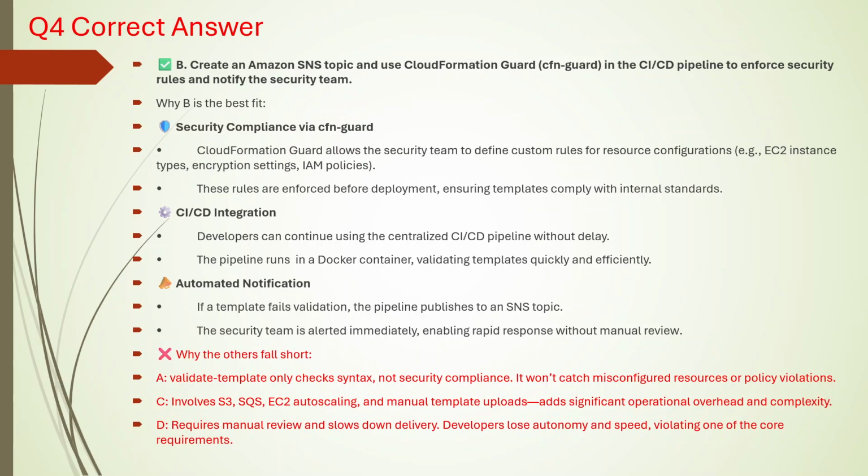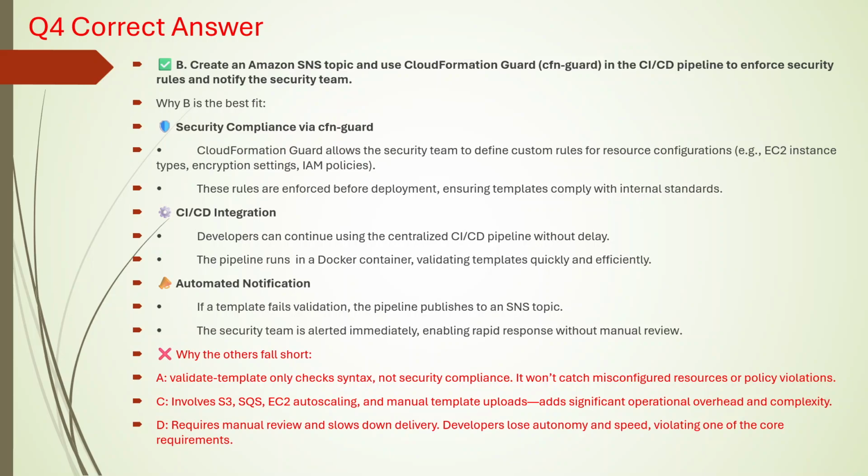CI/CD integration: developers can continue using the centralized CI/CD pipeline without delay. The pipeline runs in a Docker container, validating templates quickly and efficiently. It has automated notification: if a template fails validation, the pipeline publishes to an SNS topic and the security team is alerted. The others are wrong because Letter A: validate-template only checks syntax, not security compliance. It won't catch misconfigured resources or policy violations.